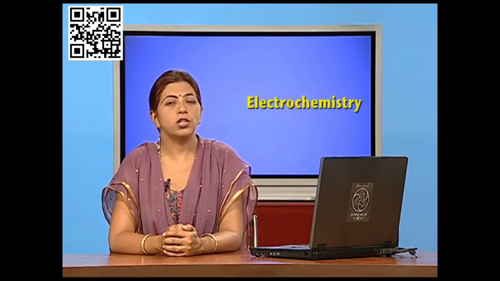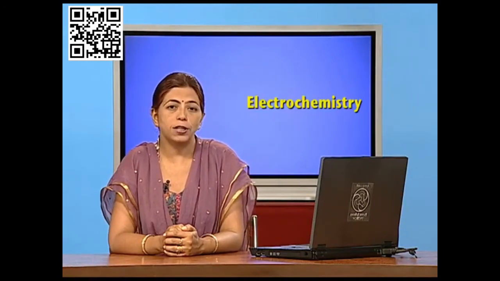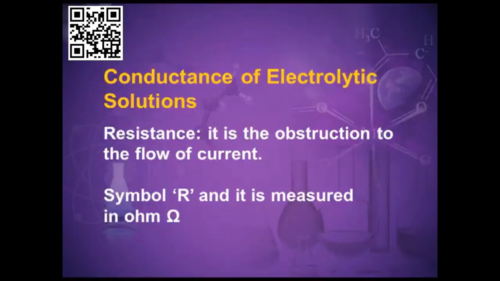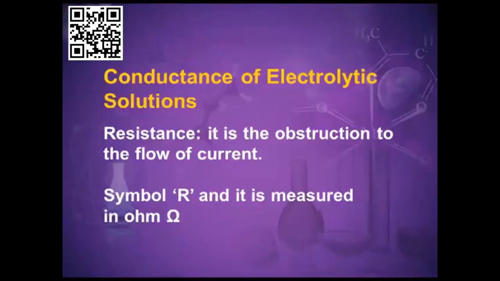Conductance of the electrolytic solution. Now let me explain a few terms. Resistance. It is the obstruction to the flow of the current. When the current flows through a conductor, the conductor offers some resistance or obstruction to the flow of current. The symbol for resistance is R and its unit is ohm. Wheatstone bridge is the instrument used to measure the resistance.